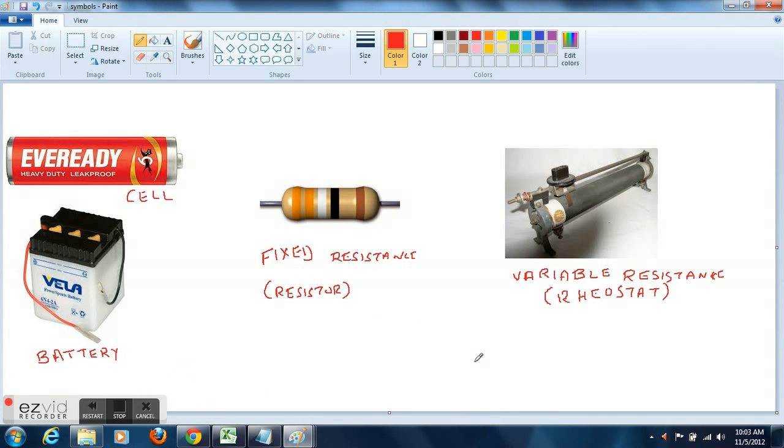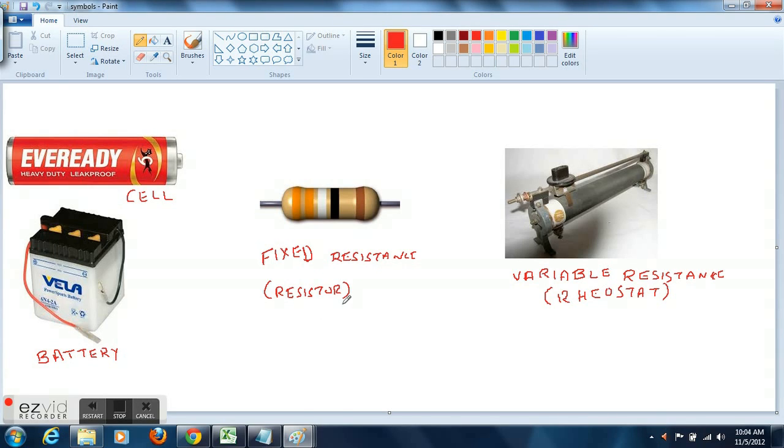Now, during our study of physics, we will be doing a lot of experiments in the laboratory, where we need a lot of electrical components like a cell or battery, fixed resistance, variable resistance, then ammeter for measuring the current flow, voltmeter for measuring the potential difference, switches of course for on and off, and many such.